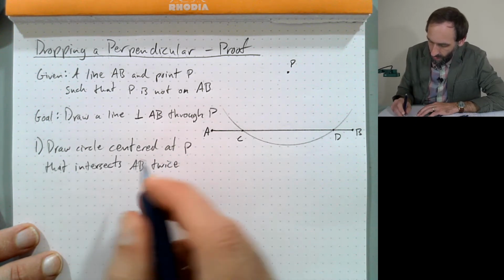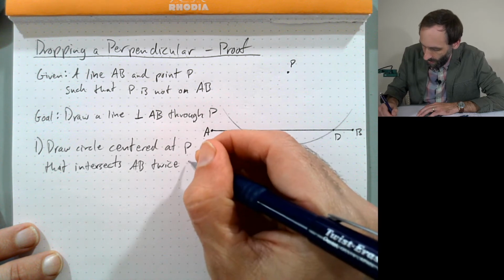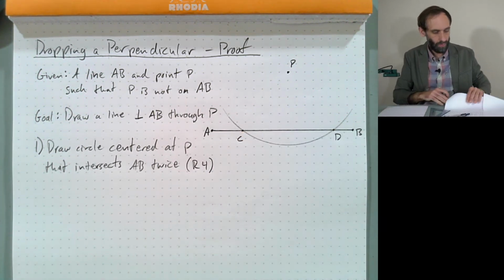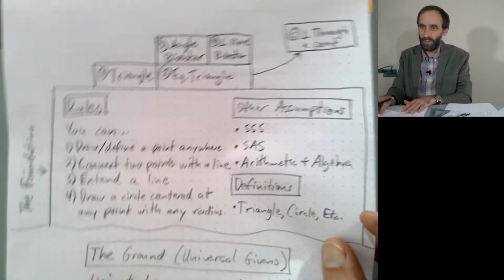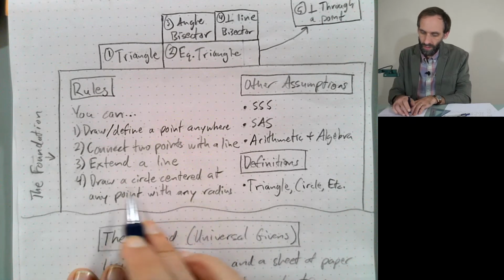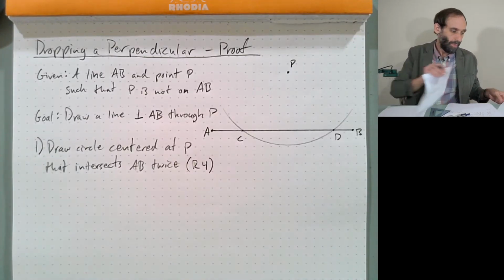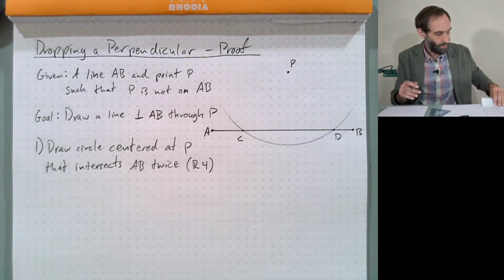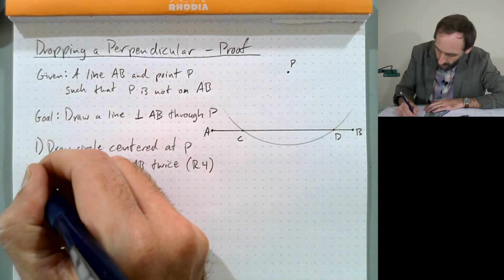My justification, of course, for drawing a circle centered at P with whatever radius I want is rule number 4. If we look back to our axiomatic system, rule number 4 says I can draw a circle centered at any point with any radius. And so that's what I've done. And then, of course, rule number 1 says I can draw or define a point anywhere I want. So that'll be our next step.